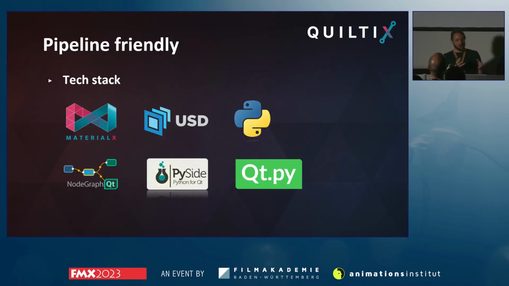Next to just the user and artist stuff, we also wanted to make sure that the tech stuff is good. We want the studios and everyone pipeline oriented to be able to use this. So we chose our tech stack carefully. Obviously, we are using MaterialX and USD, but we've focused on Python and PySide for the UI and also generally. We're using NodeGraphQt, which is a really cool node graph library for PySide. Shout out to Johnny Chan, who created this.